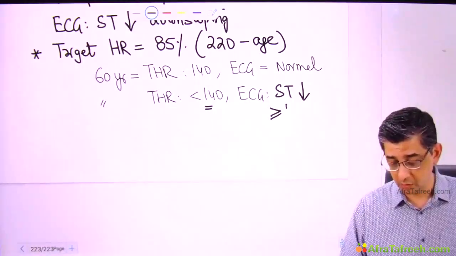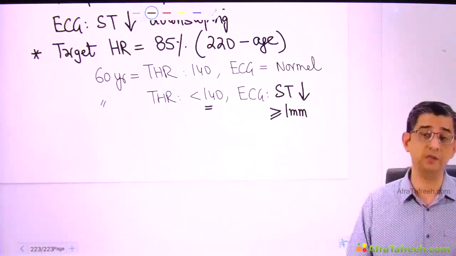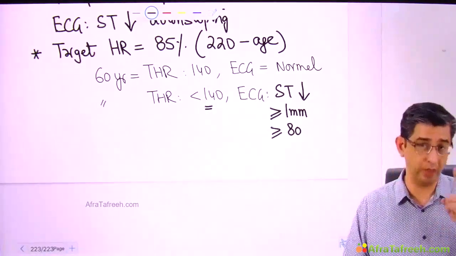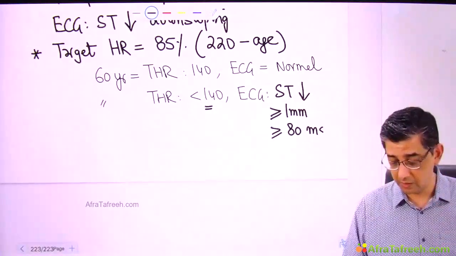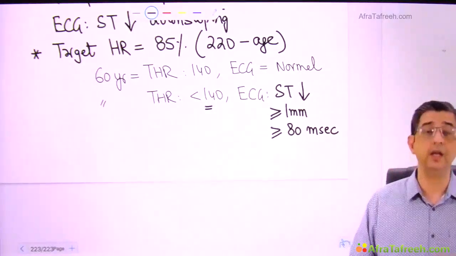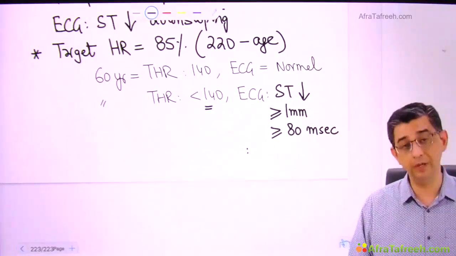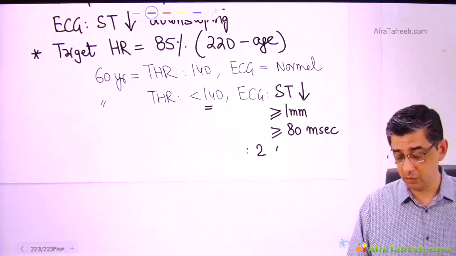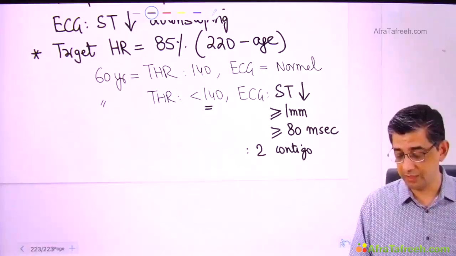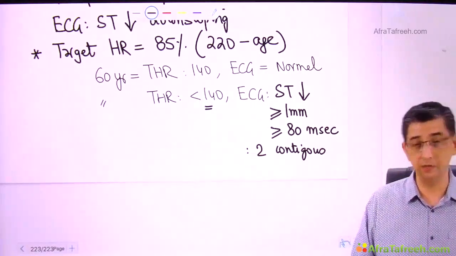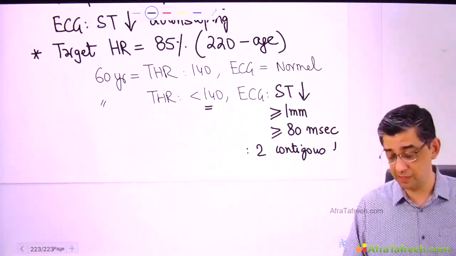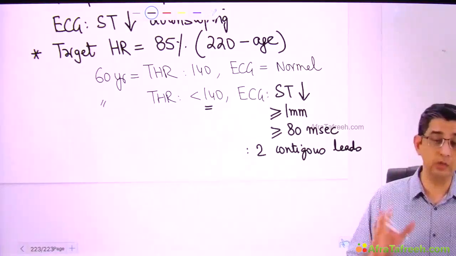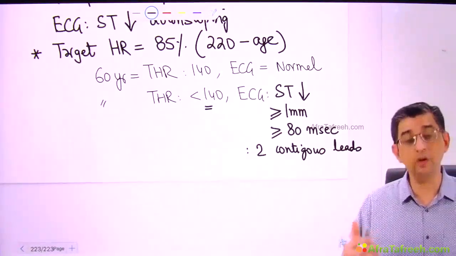What should be the magnitude of ST segment depression to be considered significant? At least 1 millimeter, persisting for at least 2 small squares in the ECG. 1 small square in the ECG is 40 milliseconds. So I said ST depression of more than 1 millimeter persisting for at least 80 milliseconds in at least 2 contiguous leads. Two contiguous leads would be, for example, V1, V2 or V3, V4 or V5, V6. So if I get this finding present, it means that I need to reduce the speed of the treadmill and get this guy off the machine.